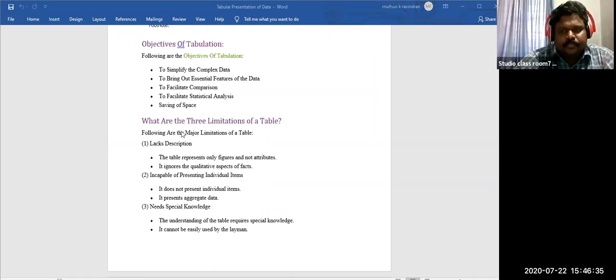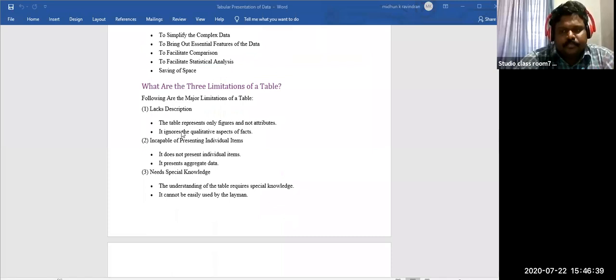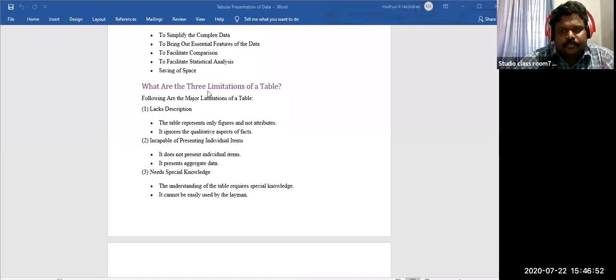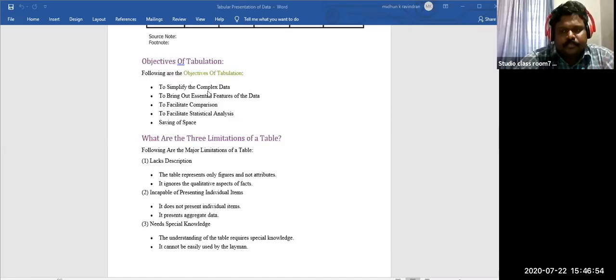Next, we are discussing the next one because we already discussed that earlier. What are the 3 limitations of a table? First of all, lack of description. This is a 3 mark answer. To learn it properly, what are the limitations of a table? I already told you the objectives of a tabulation, which are also important. It may be asked for 3 marks too, so do not leave that out.